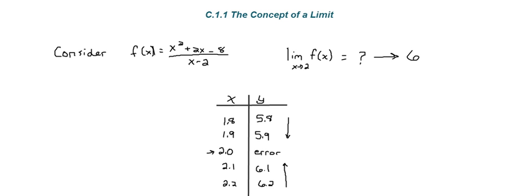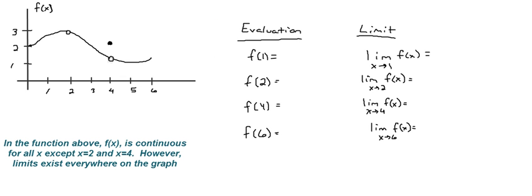Okay, let's look at limits from another perspective. Let's look at a graphical one here. Okay, here I have just some arbitrary function. It is a discontinuous function, continuous everywhere except 2 and 4. However, I'm going to show that the limits actually exist on this graph everywhere. Okay, and then to help illustrate this, we're going to evaluate the function at several points, and then we're also going to talk about what the limit is at each of those corresponding points.